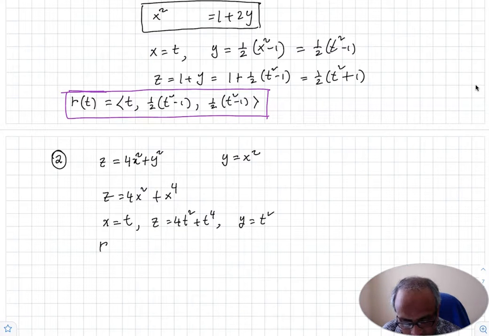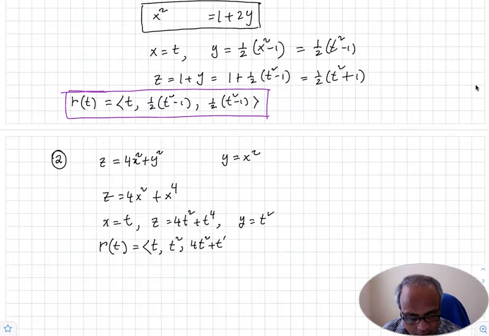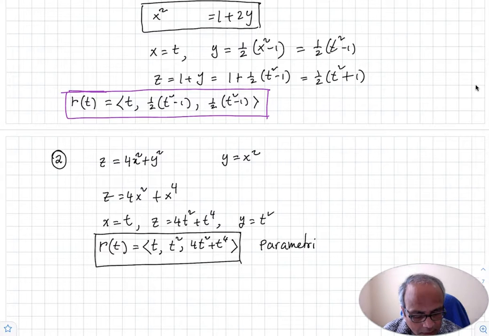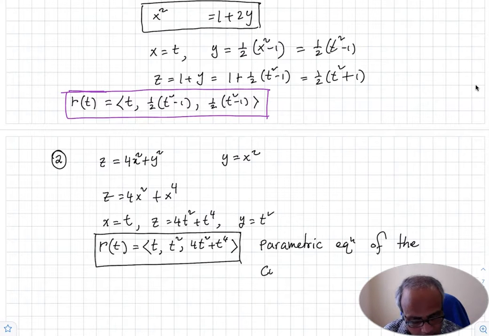So the parametric curve, which is the position vector, t, t square, 4t square plus t to the power 4, and this is the equation for the curve of intersection. So parametric equation of the curve of intersection.